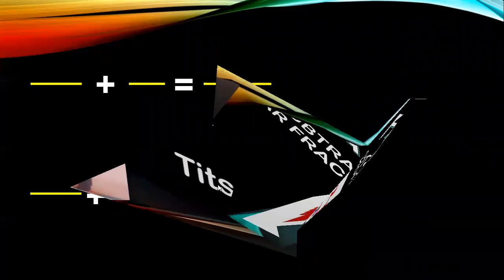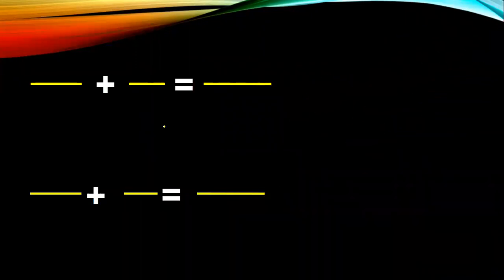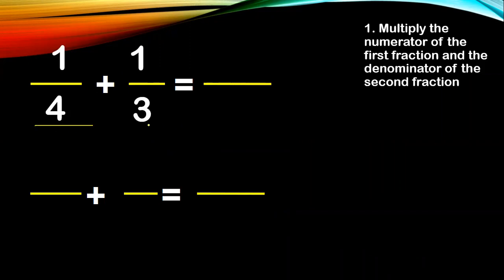Let's start. I have here an example. Let's say I have here 1/4 plus 1/3. They are dissimilar because they have different denominators. First step in addition and subtraction of dissimilar fractions is you have to multiply the numerator of the first fraction and the denominator of the second fraction. So that is 1 times 3 and that is 3.